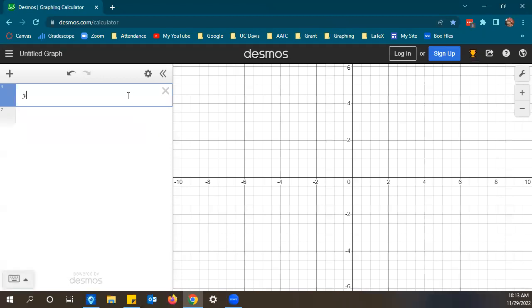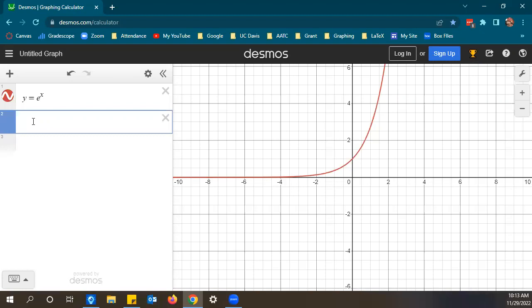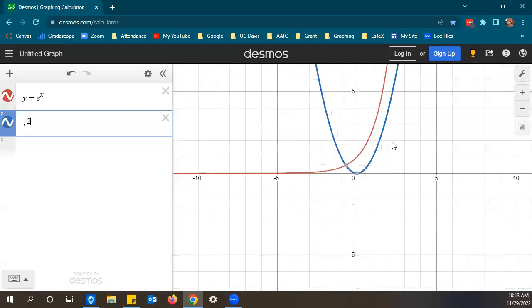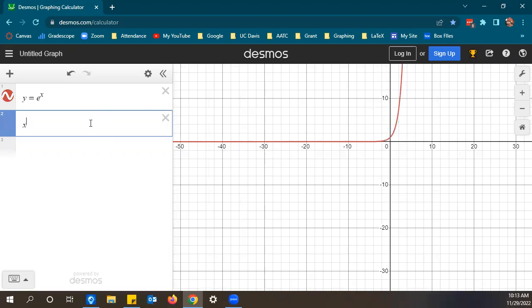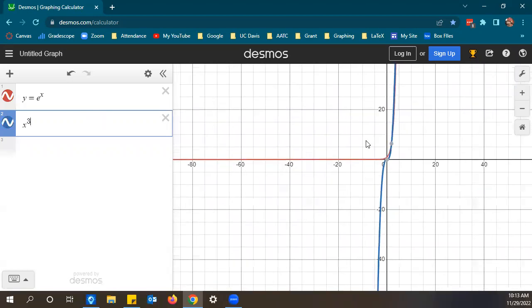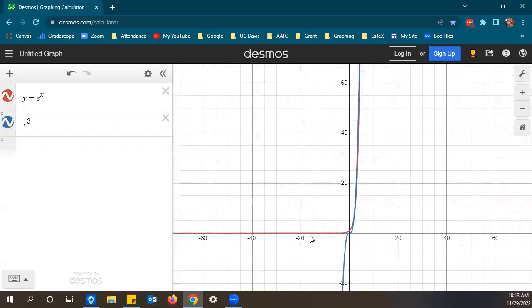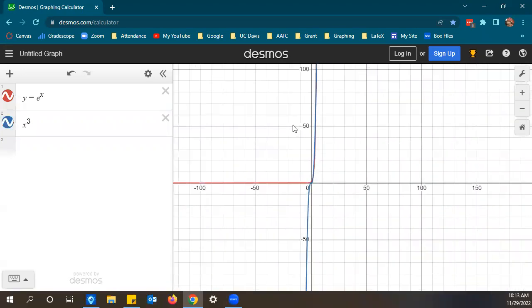Here is good old e to the x. It's big and fast. Here is something not that exciting, x squared. It starts off not bigger. In fact, it never even gets bigger. It's always going to be outclassed by e to the x. But if you do x cubed, okay, it's kind of big. And it's kind of hard to see here because of how steep things are. But eventually, e to the x is bigger.